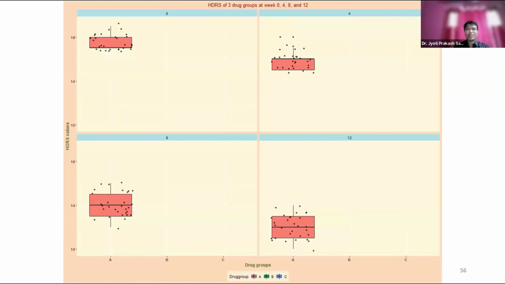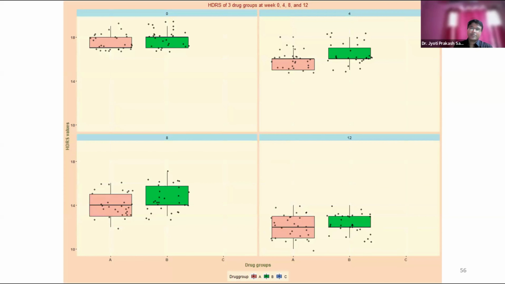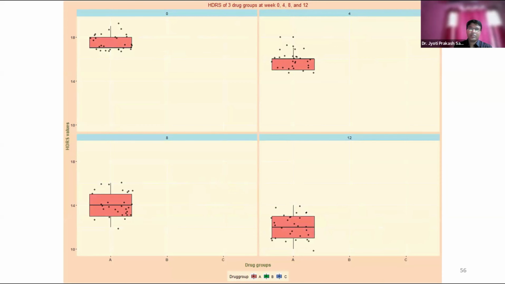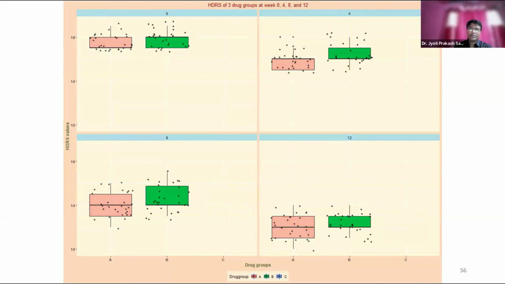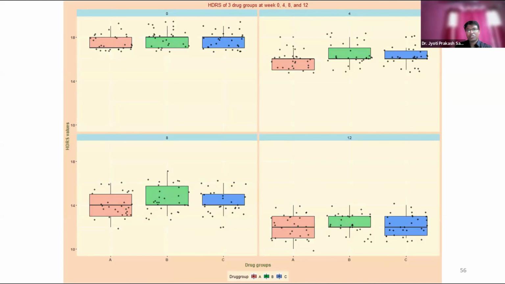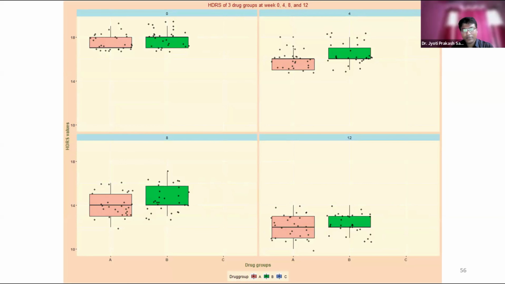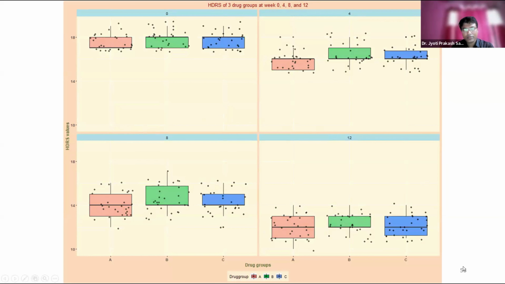This is the final one, an animated plot of the HDRS value. If you want to present data through animation, this is one example. We can animate other plots as well. That's the end of the slides.